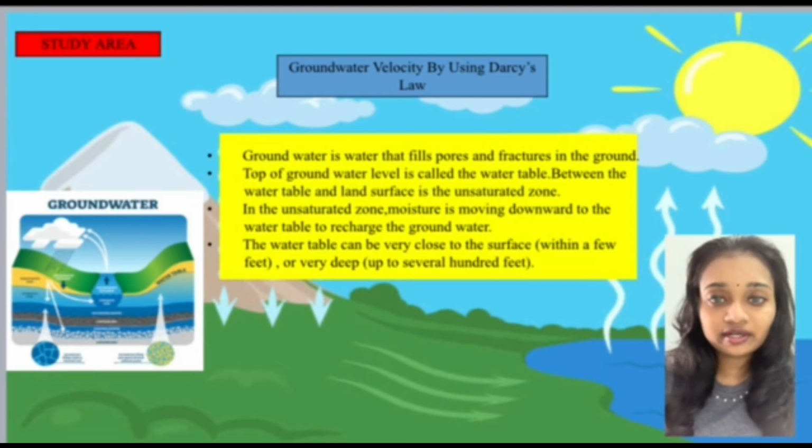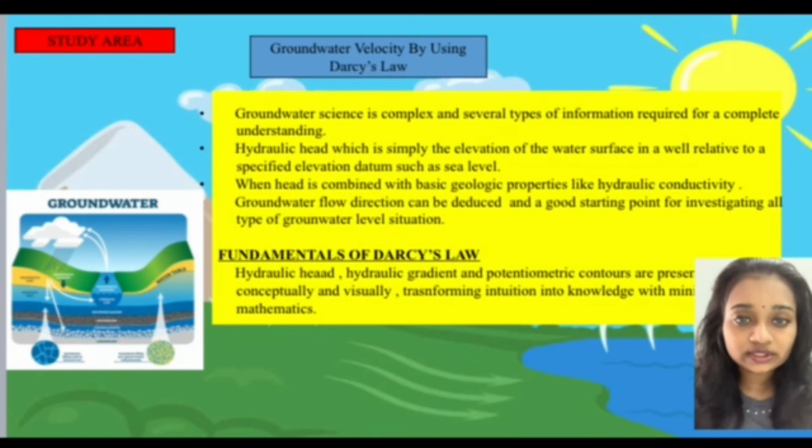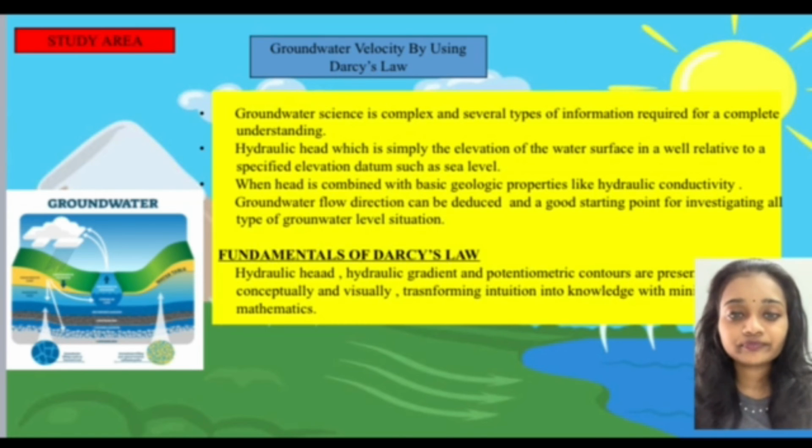The water table can be very close to the surface, within a few feet, or very deep, up to several hundred feet. Groundwater science is complex and several types of information are required for a complete understanding. Hydraulic head is simply the elevation of the water surface in a well relative to a specified datum, such as sea level. When head is combined with basic geological properties like hydraulic conductivity, groundwater flow direction can be deduced, and it is a good starting point for investigating all types of groundwater level situations.